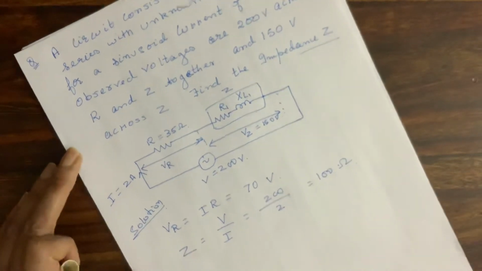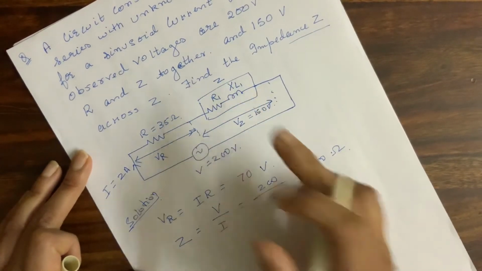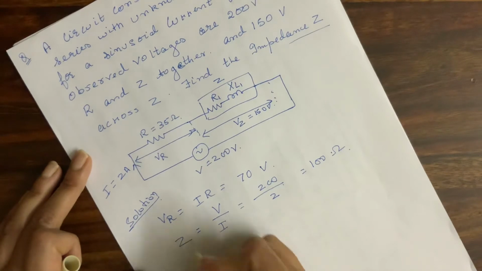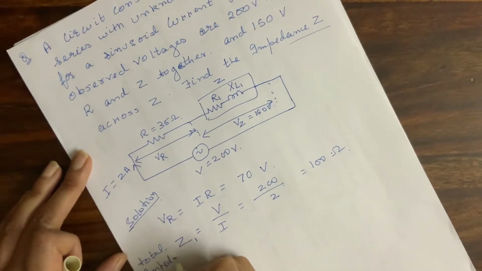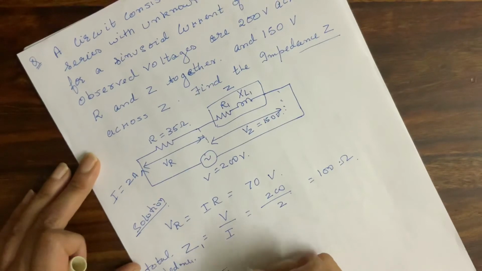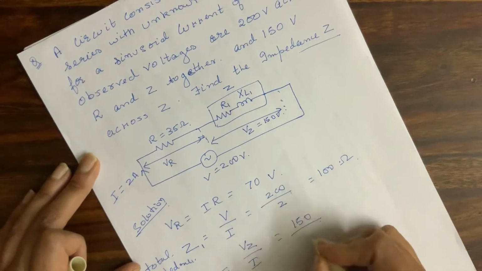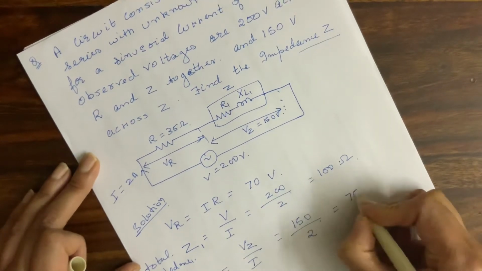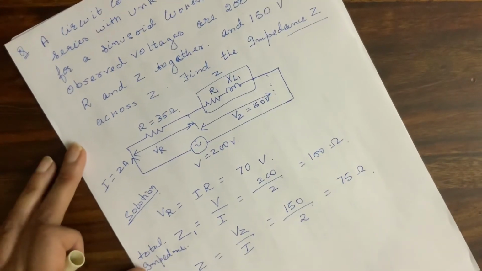Also, if you want to find the impedance Z, if I say the total impedance, I am naming it Z1. And if you want to find this Z, what will Z be equal to? Vz upon I. What is Vz? 150, upon I, which is 2. So that is 75 ohm. So these two values we now know.